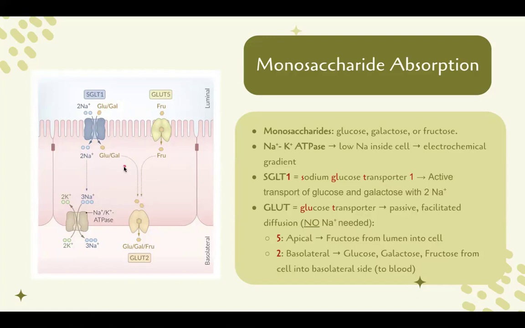Okay, now we're in the cell. We have our glucose and galactose, and we have our fructose, which are all monosaccharides. We need to take them across the basolateral side so that we can take them to blood, right?